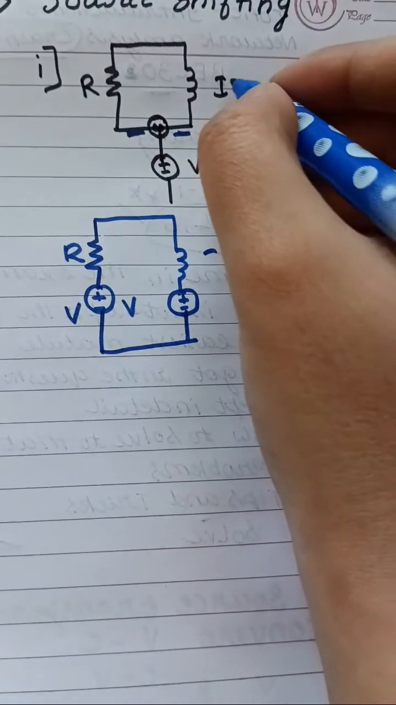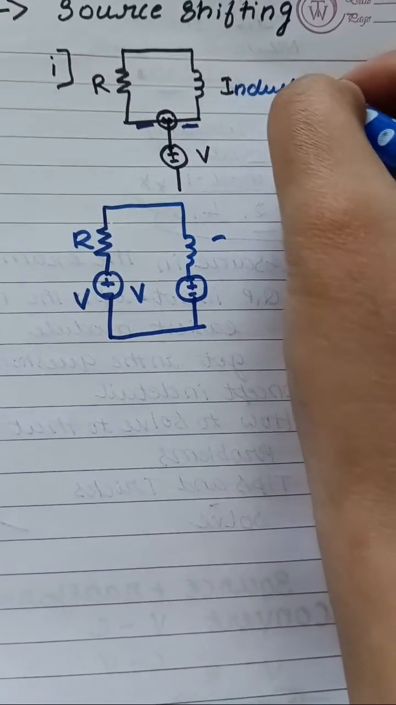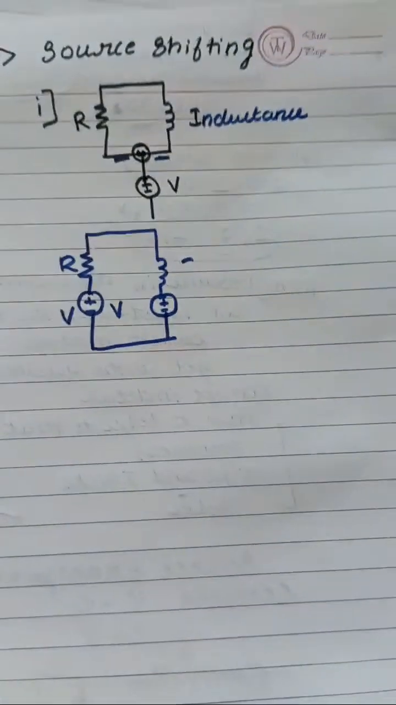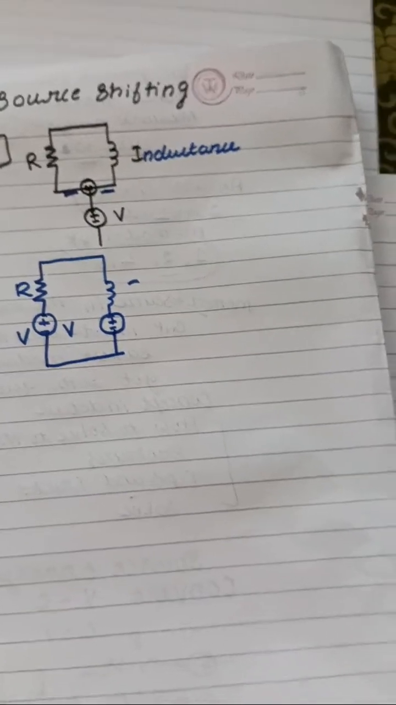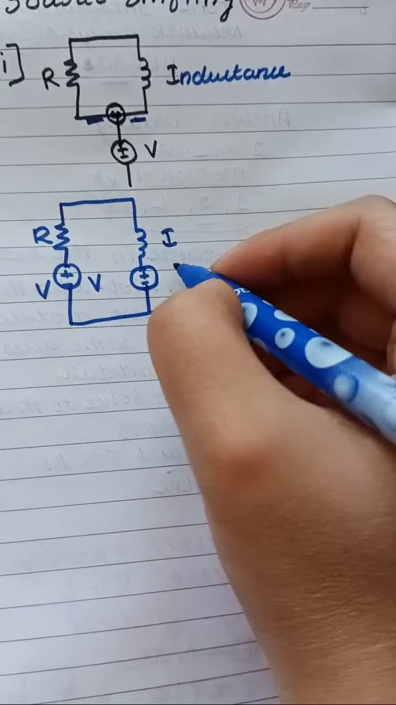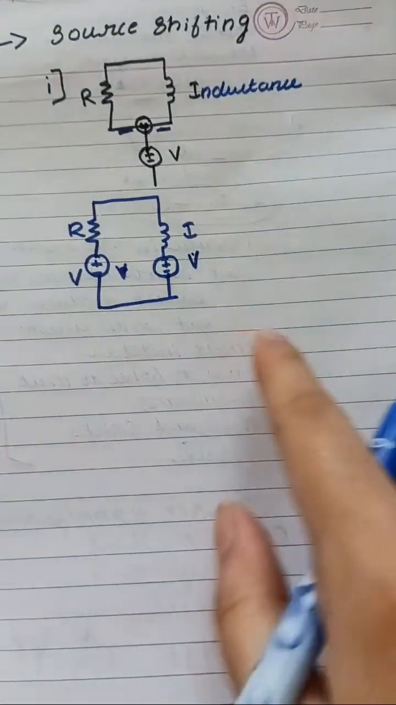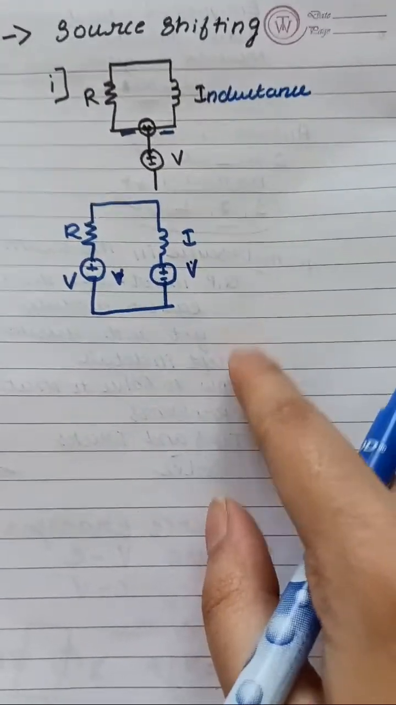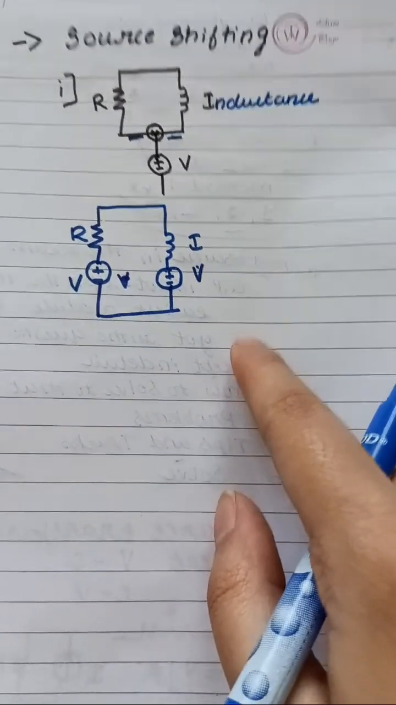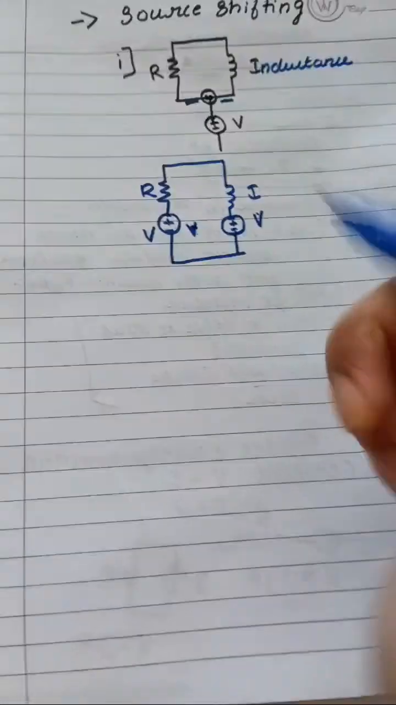This is inductance, right? I have written it as inductance L, okay? This stands for inductance. So here I'll write it as L, and here I'll write it as V. So this is the very first condition, with respect to what? It is with respect to the source shifting, right?